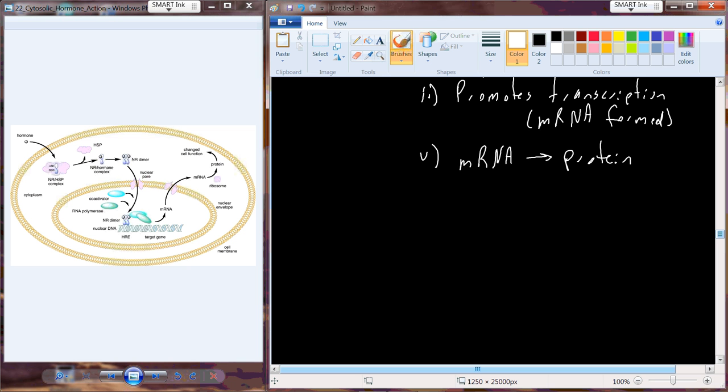Now, what's pretty interesting here about the hormone receptors that we find in the cytosol is we can actually study these. We've been studying these with different types of drugs that can block certain aspects of this process.